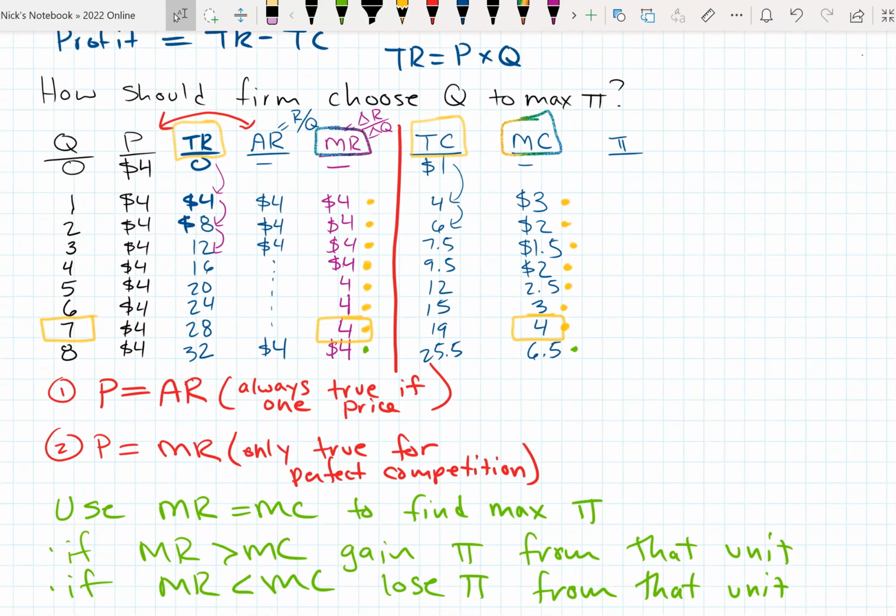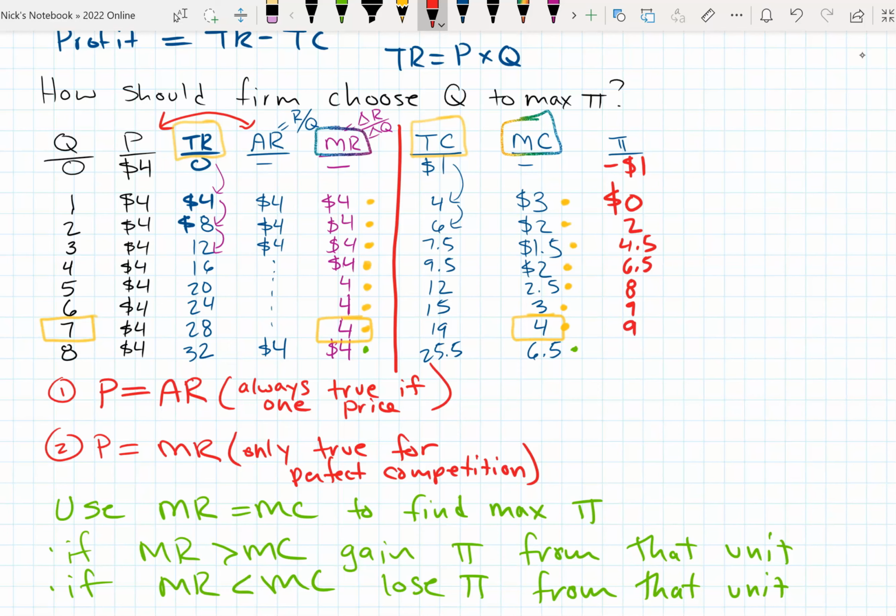Let's finish our chart, and then we're going to come back to this whole thing in graphical form after a little while. Let's see our profit, just to make sure it gave us the right answer. Here our cost is 1 and our total revenue is 0, so that's -1. Then our cost is 4, revenue is 4, so that's 0. Revenue is 8, cost is 6, so 2. 12 and 7.5, so that's 4.5. 16 and 9.5, so that's 6.5. Then 20 and 12, so we got 8. We make $8. 24 and 15, so we make $9.